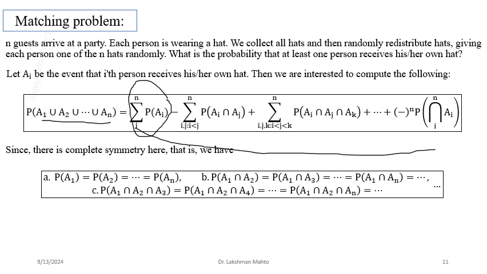Why? Suppose there are n hats in the box. So how many possibilities are there? N hats in the box, how many possibilities are there? N factorial possibilities. Why?